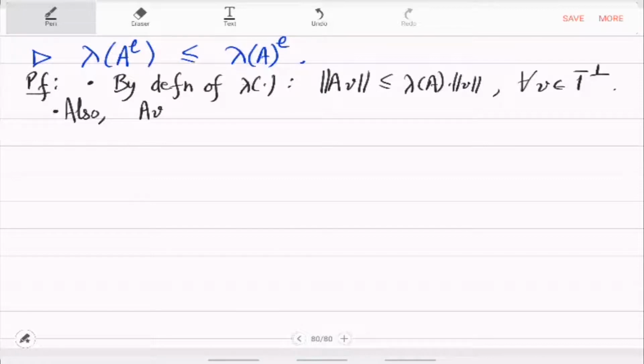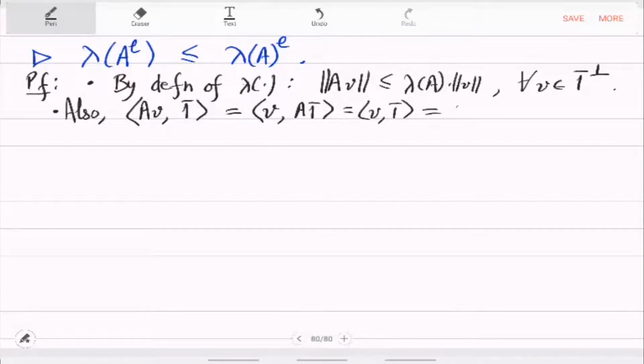So formally speaking, this AV is orthogonal to 1 bar. Why? Because the inner product is then equal to V comma A 1 bar by symmetry. A 1 bar is 1 bar, and V is by definition orthogonal to 1 bar. So this is 0, right? So this means that AV is in 1 bar orthogonal. Okay, this is a shorter proof than the previous one. So what we have learned is that A maps 1 bar orthogonal to itself.